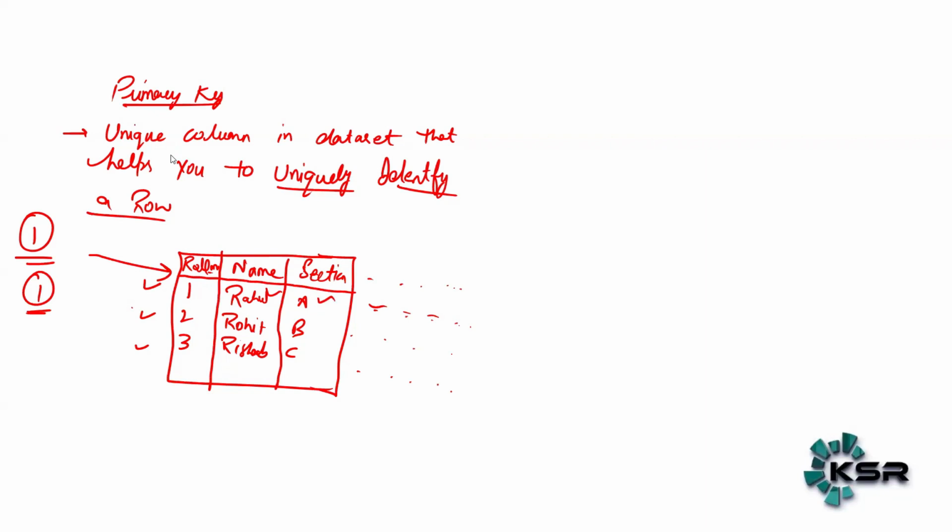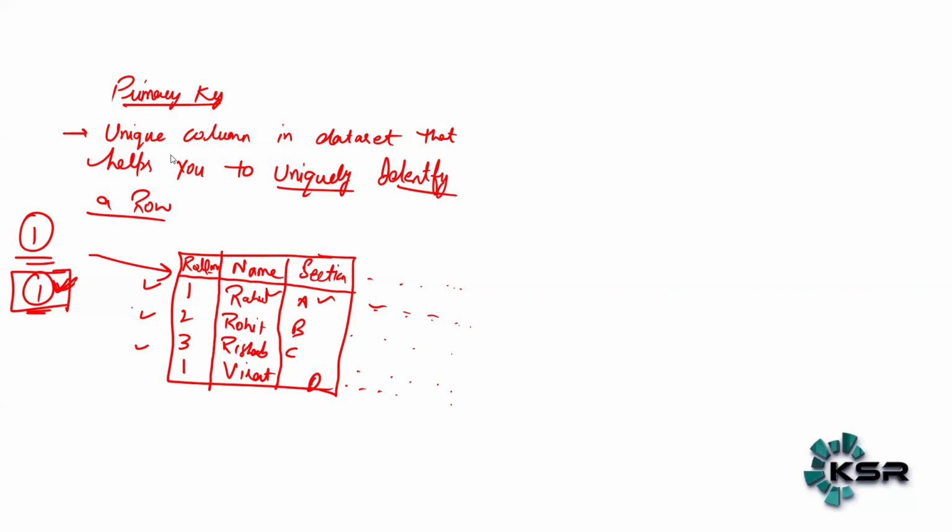Suppose the value is repeated here, again roll number 1, Virat, D section, and all these things. Now if I go to the table and ask, table, please give me the details of roll number 1, then what will happen? Duplication of the data. We can't identify which one is the correct one. So duplication of data is one thing.